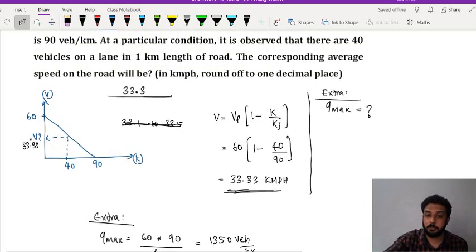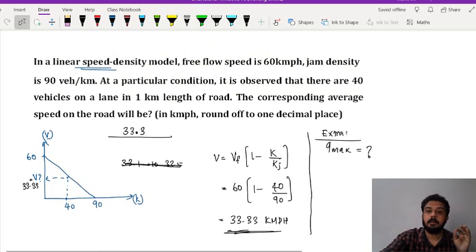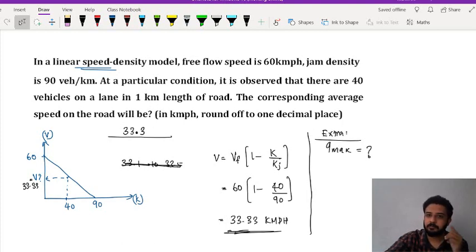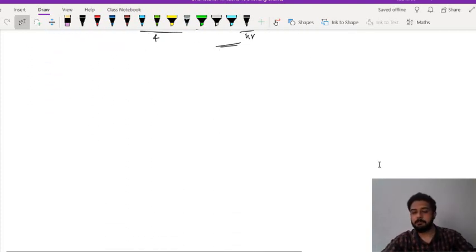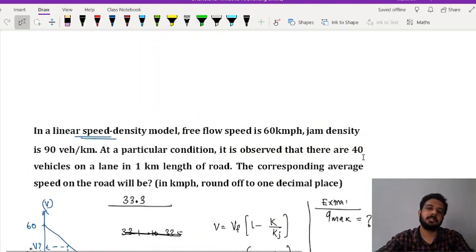Maybe again if I am asking you a question, what will be the speed at maximum flow? Got it? Speed at maximum flow. What will be the answer? 30. Right? Speed at maximum flow will be 30 kmph. Now tell me what will be the density at maximum flow? Density at maximum flow is 45. Understood? Right. Now see, if I am telling you another type of question, regularly they used to ask such questions.